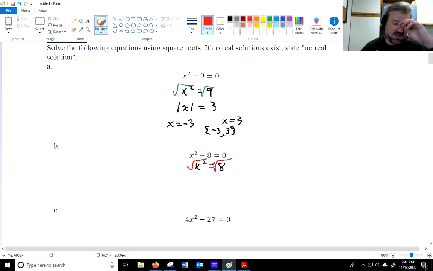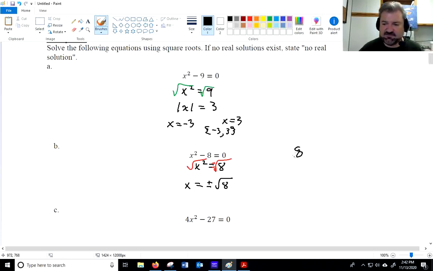You'll hear algebra teachers say, if you take the square root of both sides, you must use plus or minus. Why? Because the square root of x squared is the absolute value of x. But we just kind of squeeze it together and say we're going to take the plus or minus square root of 8. And that symbol means both positive and negative.